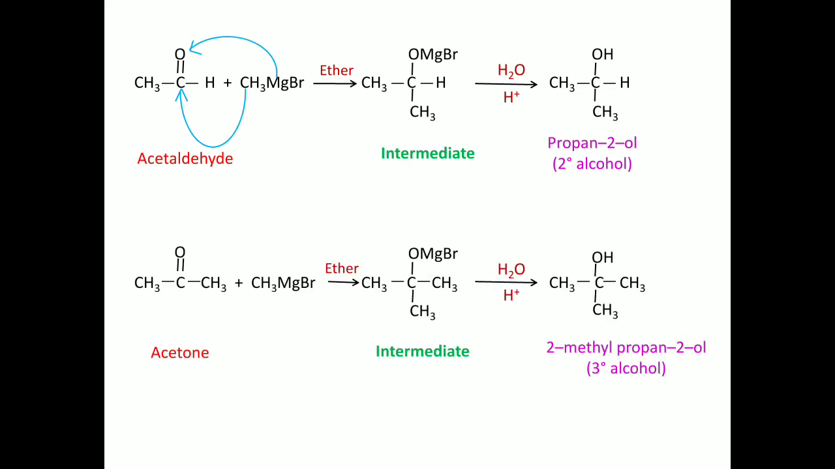Similarly, when a ketone reacts with Grignard reagent followed by hydrolysis, it produces a tertiary alcohol. Suppose we take acetone, also called propanone. Acetone reacts with CH3MgBr followed by hydrolysis, and we get a tertiary alcohol. The name of the alcohol is 2-methylpropan-2-ol, which is the product. So using Grignard reagent and carbonyl compounds, we can prepare primary, secondary and tertiary alcohols.